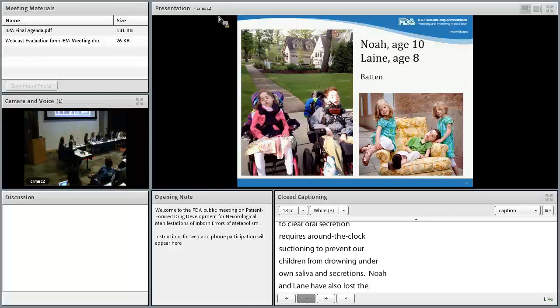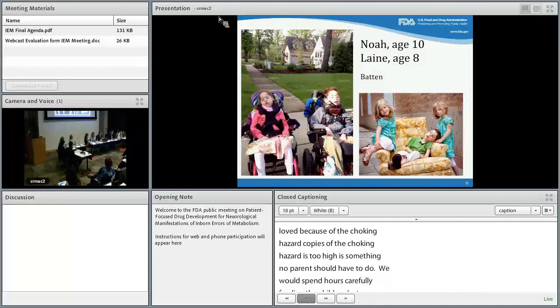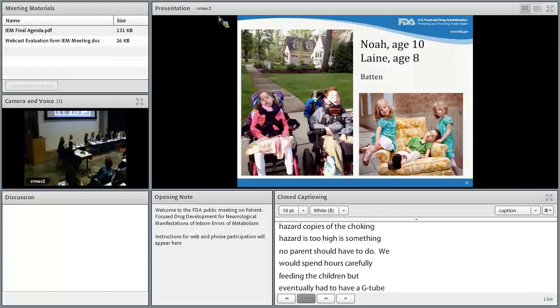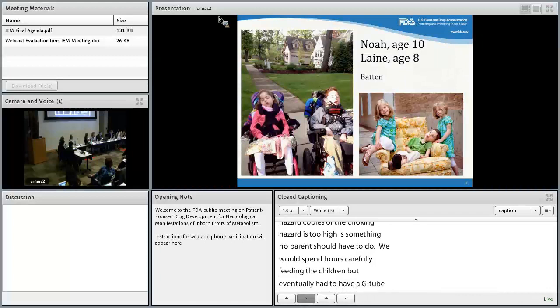Making the decision to take oral foods from your child that they once loved because the choking hazard is simply too high is something no parent should have to do. We would spend hours carefully feeding the children, but eventually had to have a G-tube placed for safety and because Noah and Lane were losing too much weight.